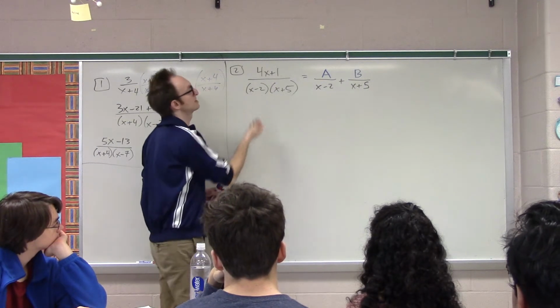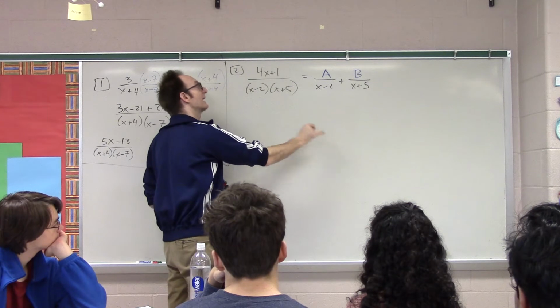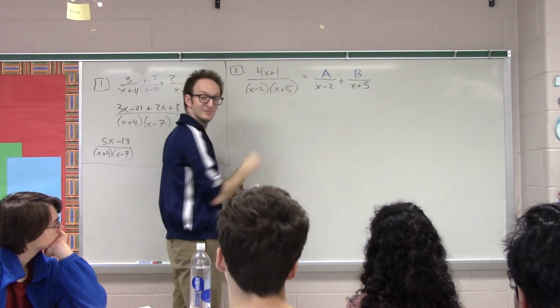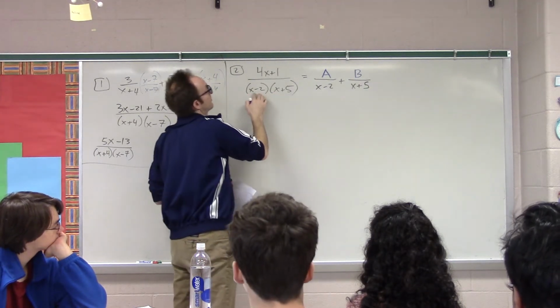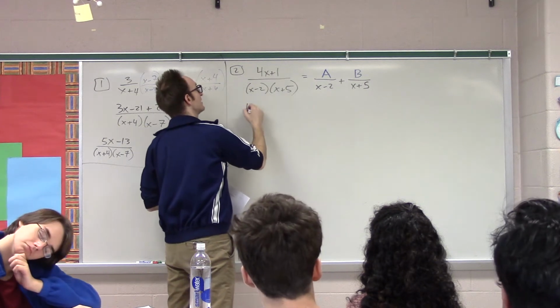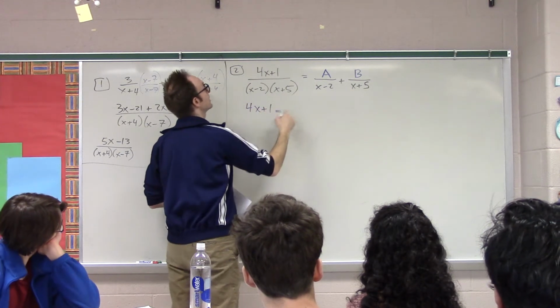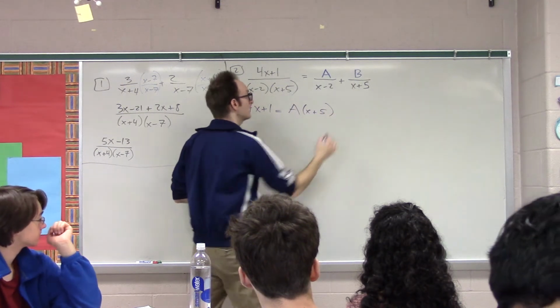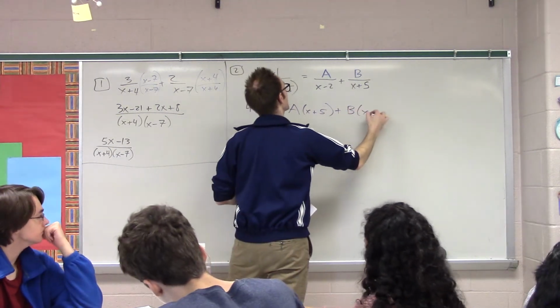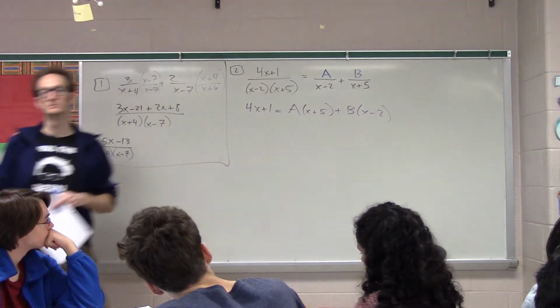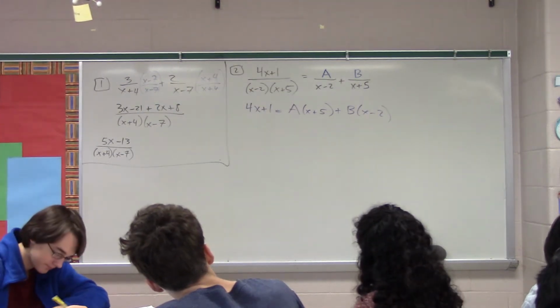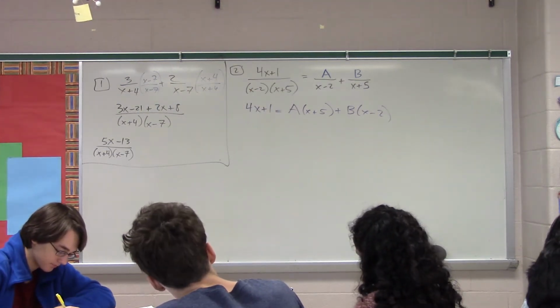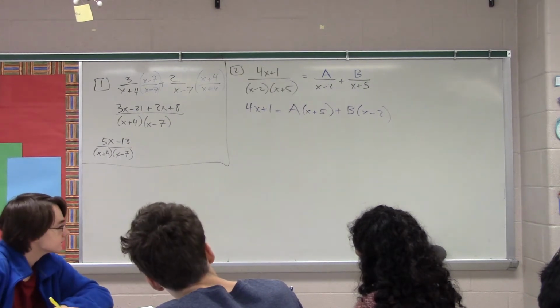So I like to think of it as just multiplying through by x minus 2, x plus 5. If you multiply through by x minus 2, x plus 5, then you get 4x plus 1 equals a(x plus 5) plus b(x minus 2). Agreed? Okay, and from here, just do it. I don't even think I need to tell you anything else. Just finish it up.